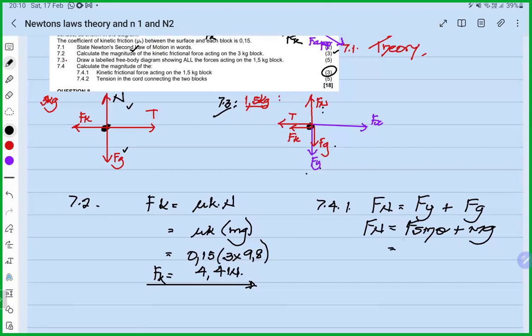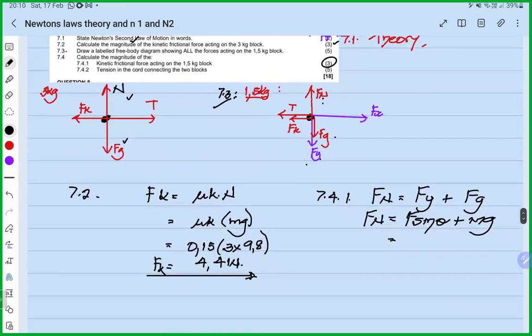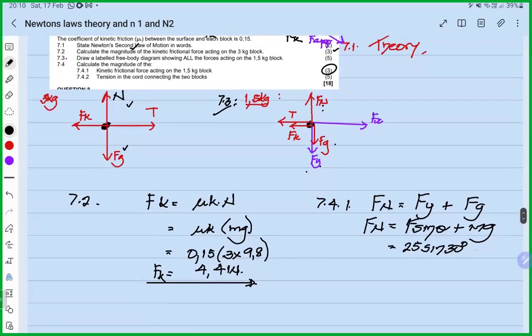And your value for F, 25, sine 30, plus mg, 1.5 times 9.8. What's the answer there? 27.2. 27.2 newtons.